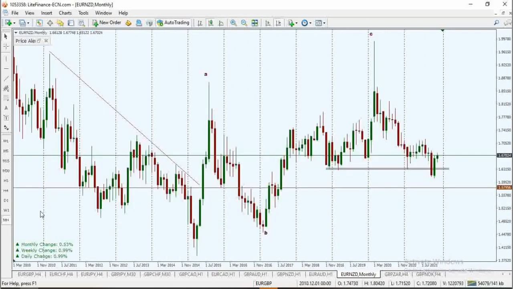Zooming into this one, we can also see that after this C leg was created, we then had price drop, consolidate a little bit, and then drop back, consolidate a little bit. So this area here is a consolidation, and then we had the next drop to the downside.